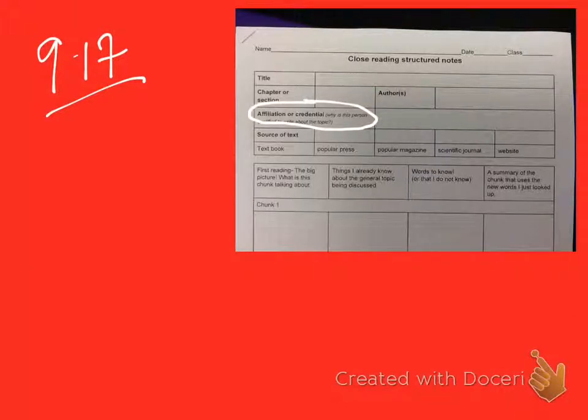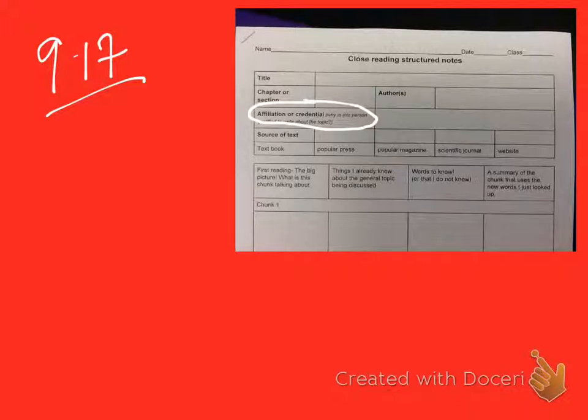Okay, so when we look at the source of the text, in this case, what I can tell you, so we looked at affiliation, and we said Ms. Hannon is from the University of Cambridge. We don't know if she has an advanced degree or not. Where did this text come from? Now, you didn't go out and get this text yourself, did you? No. I handed it to you. So in that case, you're going to have to ask the person who handed you the text, hey, where'd you get this? This came from a website.